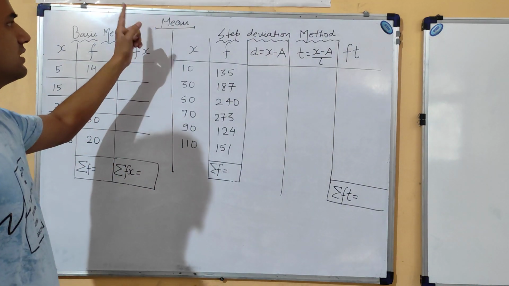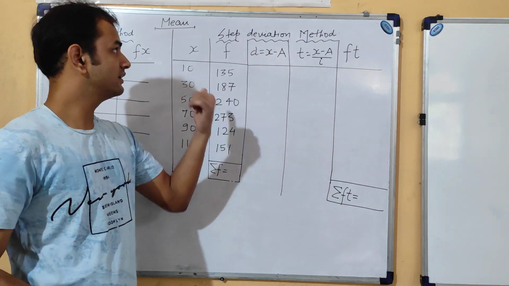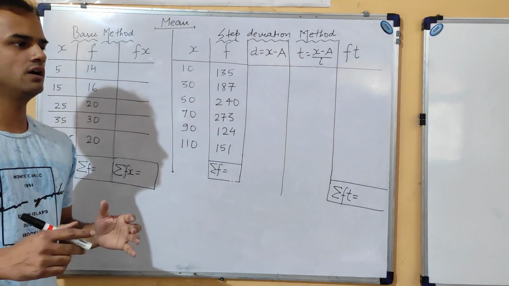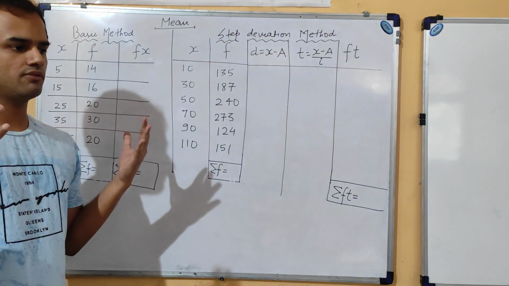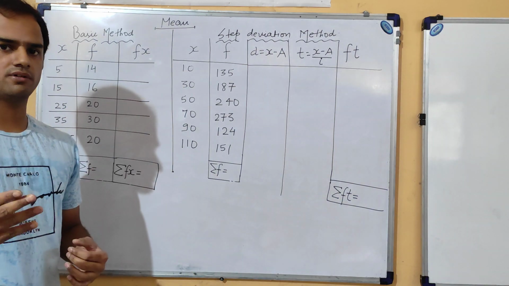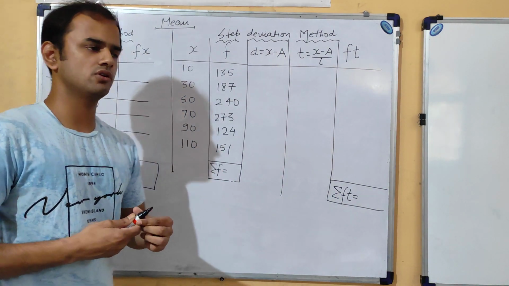I'll start with the basic definition of mean. It is very much like average, in which you have to add all the observations and divide by the number of observations. I'll just give an example for that.